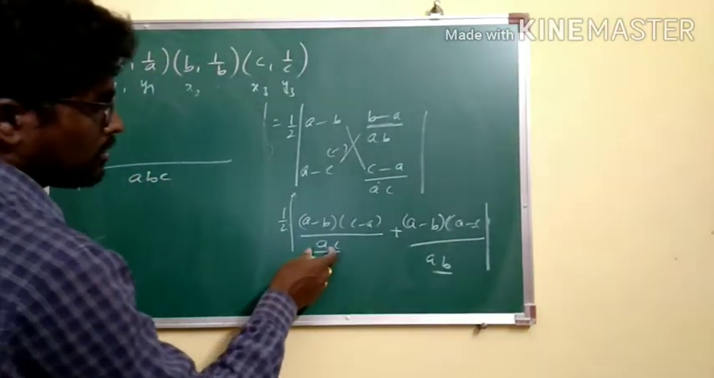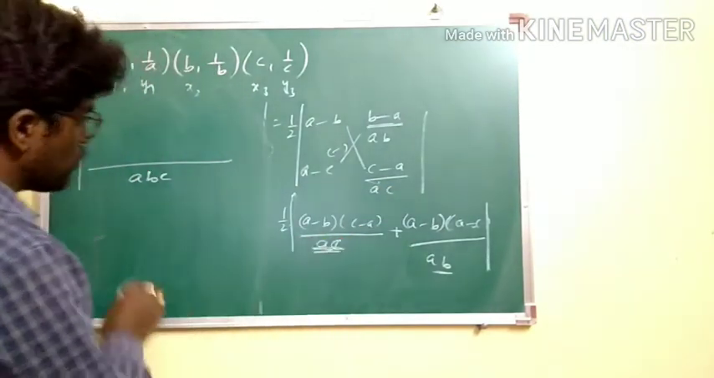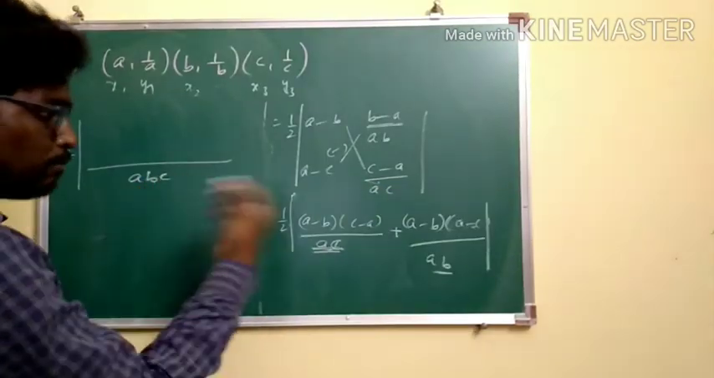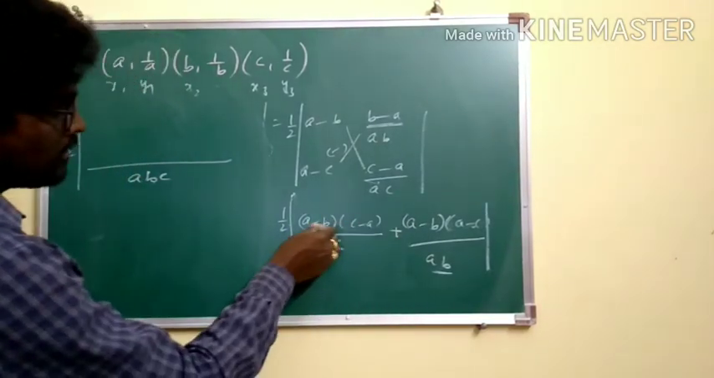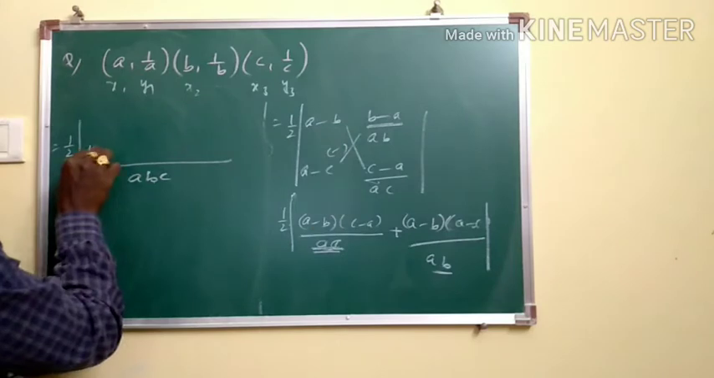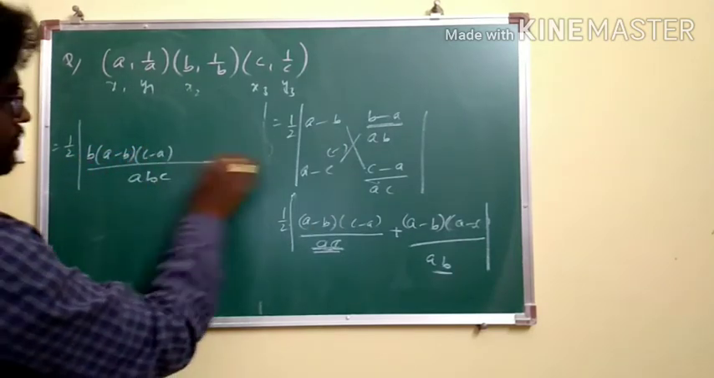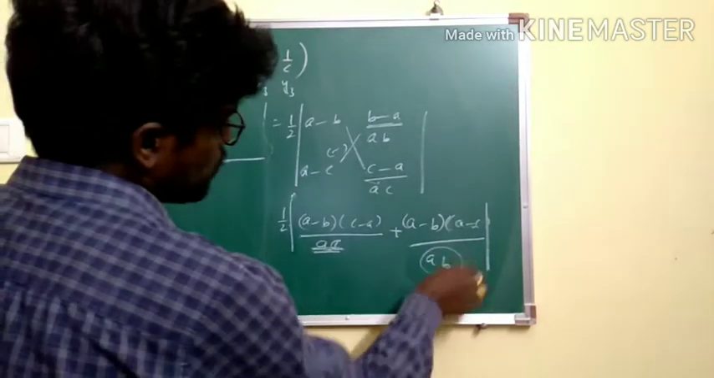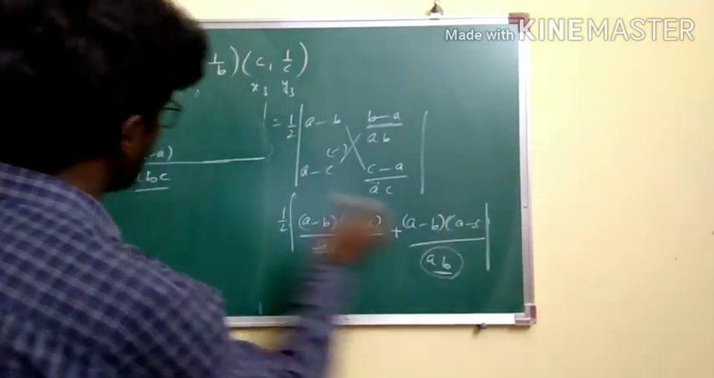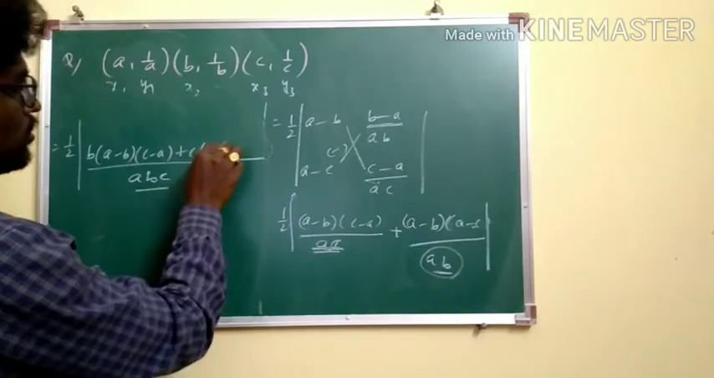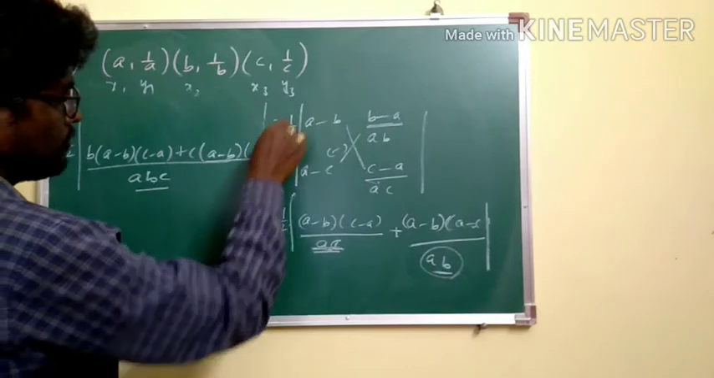Here this expression has AC. So to get ABC, what is to be multiplied? B is to be multiplied. So with that B we are multiplying and dividing, so that you are getting B into (A minus B) into (C minus A). In the second expression we have AB, but the LCM is ABC. So what is to be multiplied? C. So plus C into (A minus B) into (A minus C).